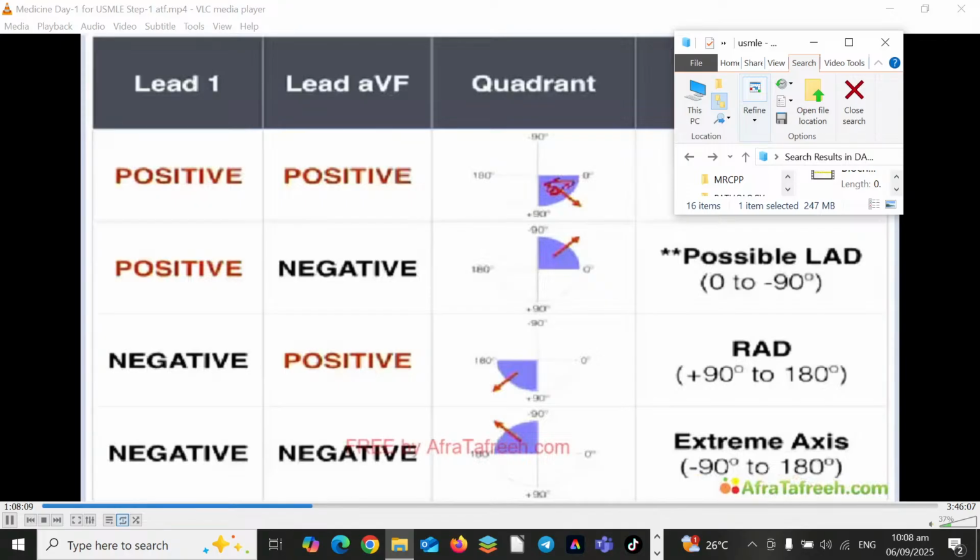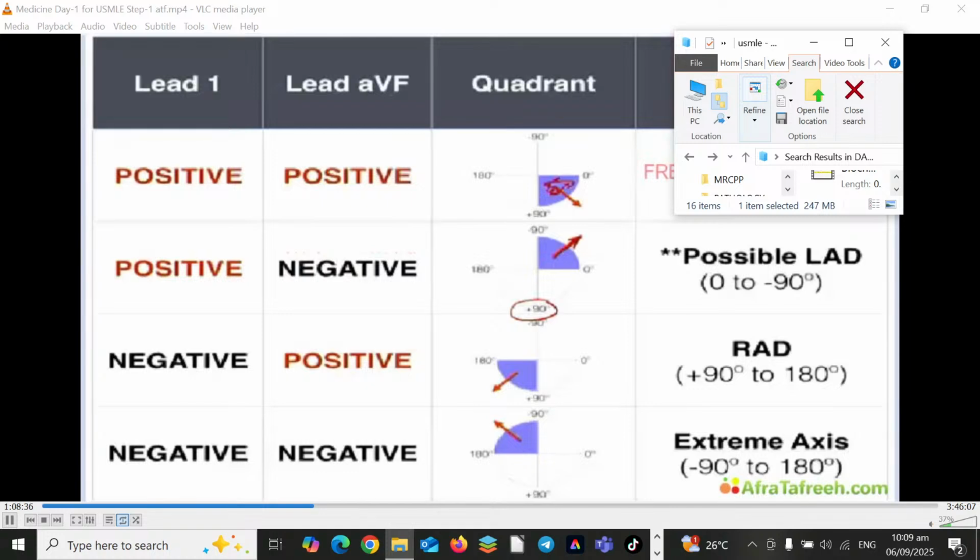But if it is negative in this one, that means it is going away from 90 degrees, but it is positive in 0 degrees, so it is towards 0 degrees. So this becomes this axis, and this particular area will be your left axis deviation.